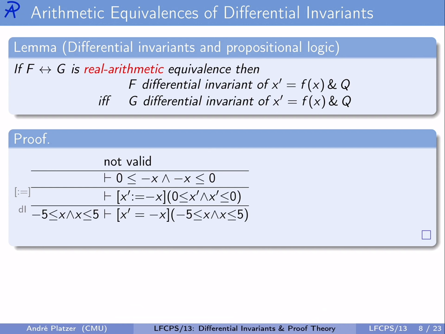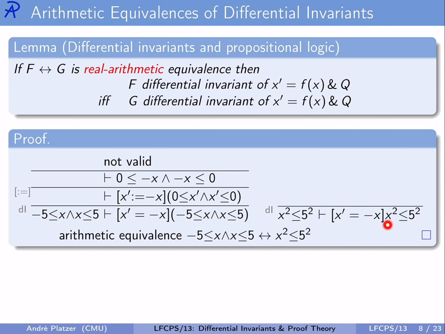I guess that was a non-proof. That's a pity. Let's try something else. Well, let's try whether x squared less or equal to 5 squared is an invariant of x prime equals minus x, because they're both equivalent, right, in real arithmetic. This formula is equivalent to that formula, so, you know, it doesn't matter which one I use.